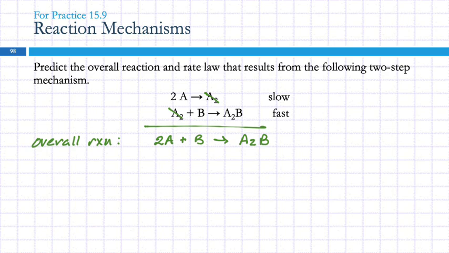Predict the rate law. Well, the one that we were just looking at had a fast first step and a slow second step. This one has a slow first step. When the first step is slow, it's never going to have intermediates in the description of the rate law. So here, if we look at the rate law for this first step, the rate law is a rate constant times what? A squared.